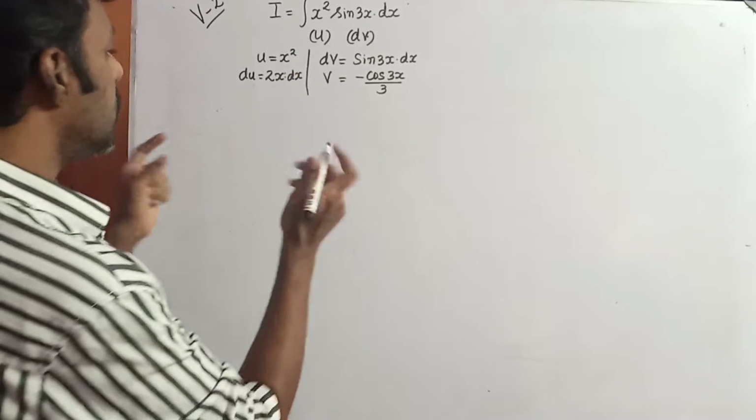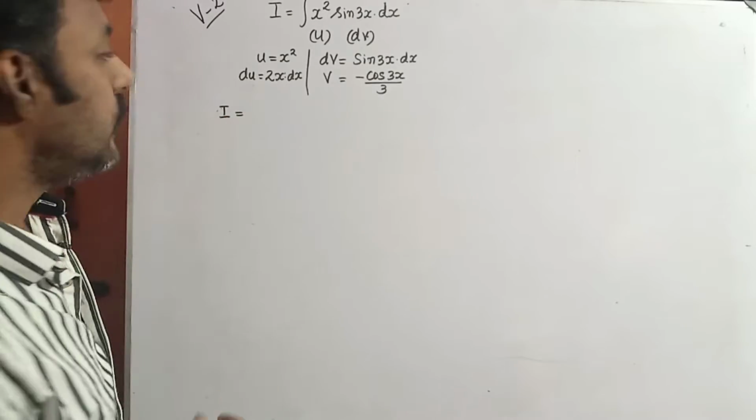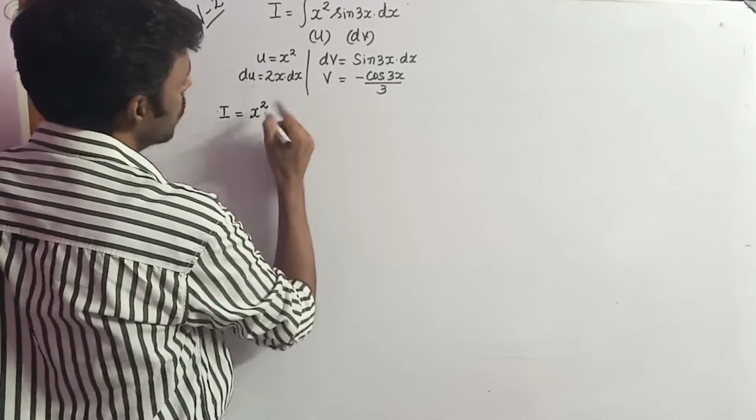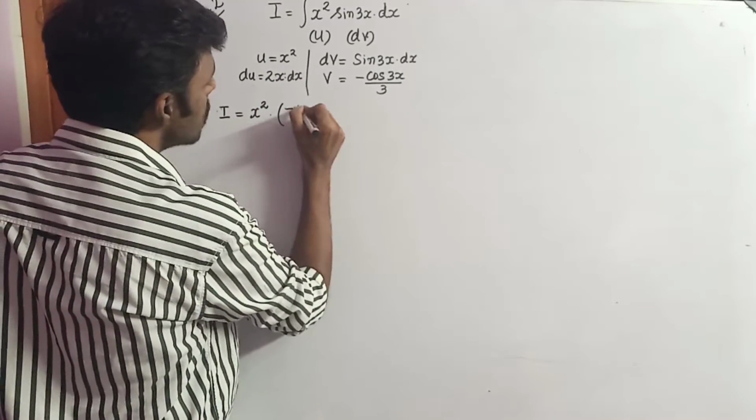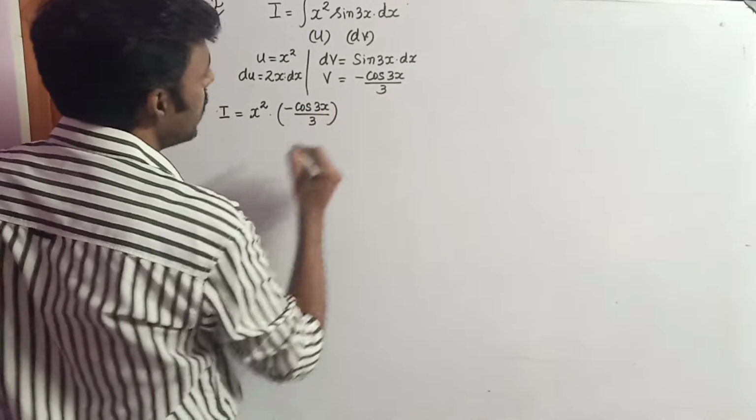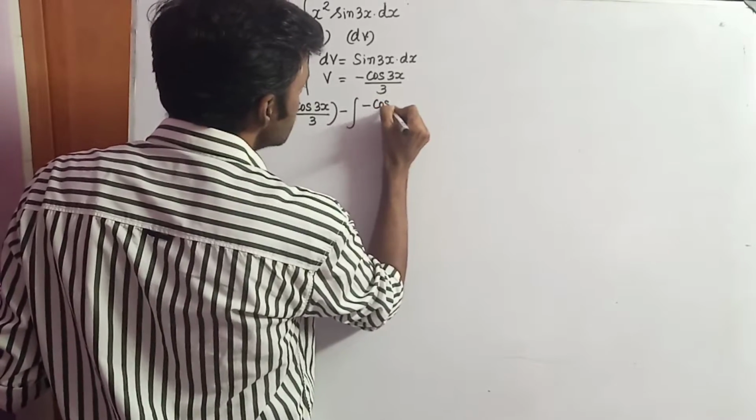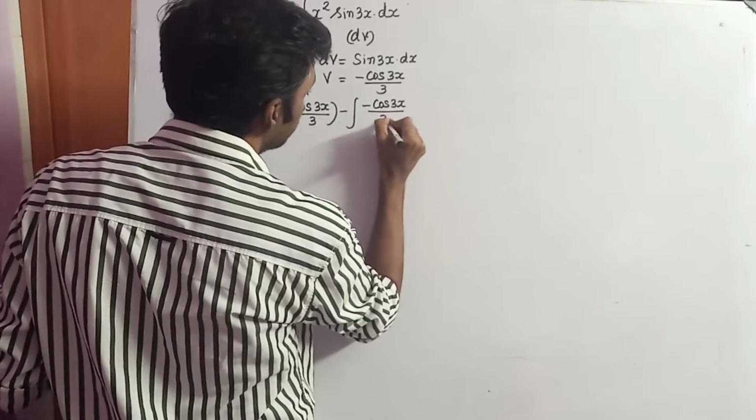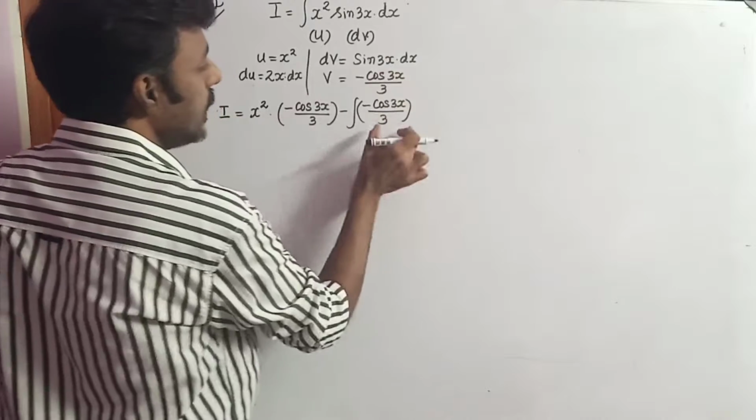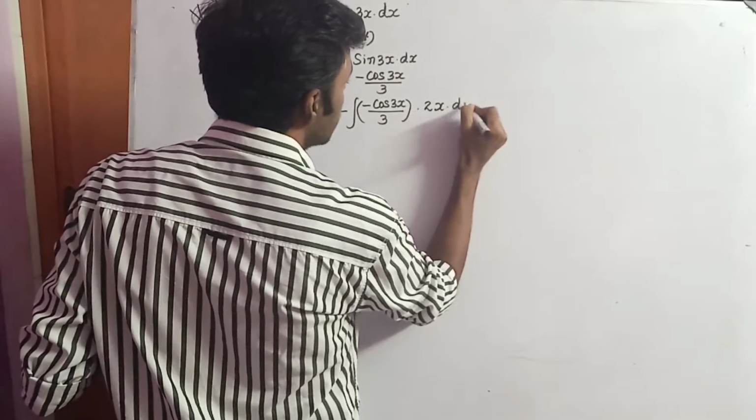Now I'm going to substitute. I equal to uv minus integral v into du. u is x squared, v is minus of cos 3x divided by 3, so uv minus integral of v, which is minus of cos 3x divided by 3, into du, and du is 2x into dx.